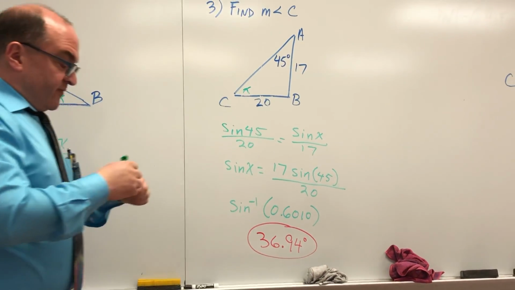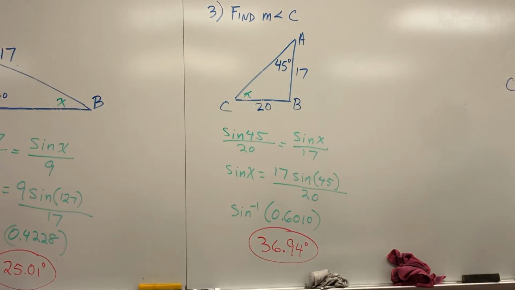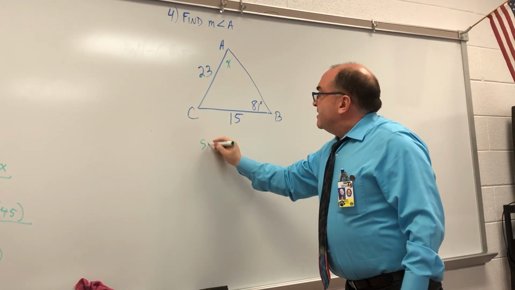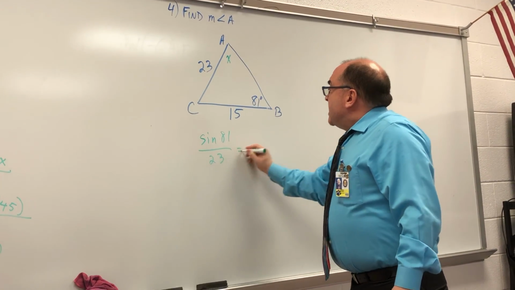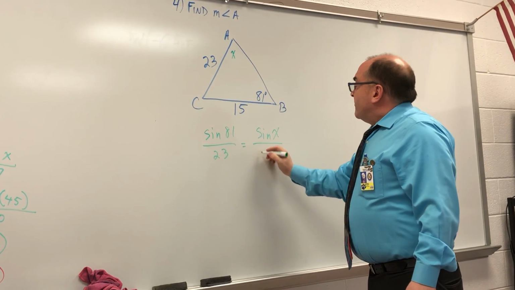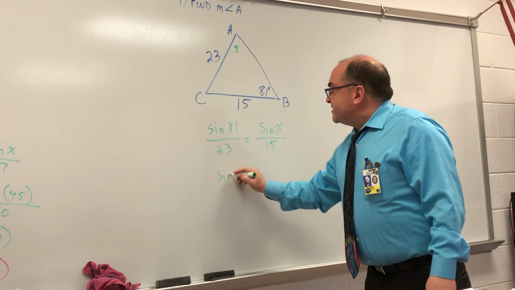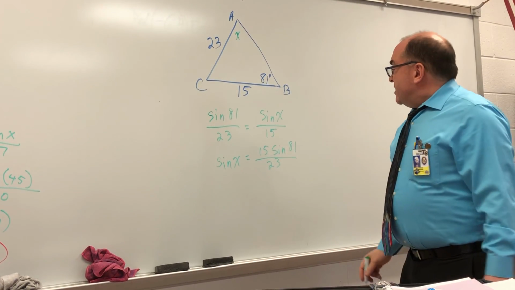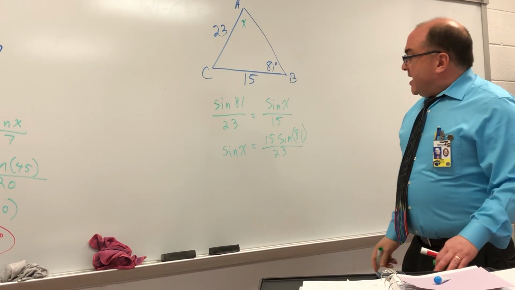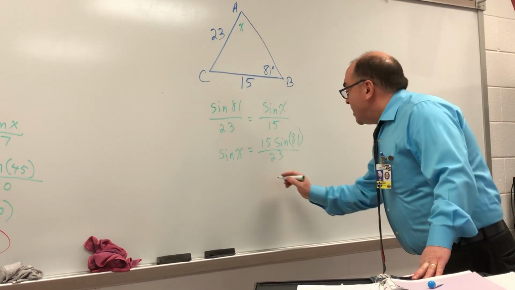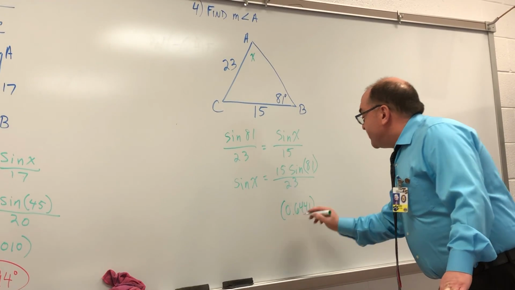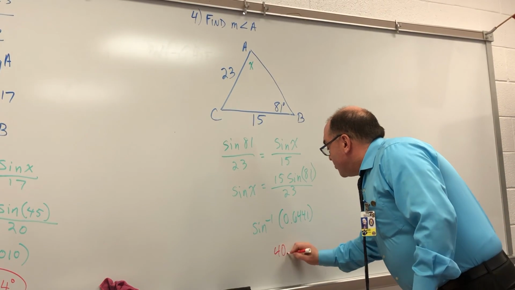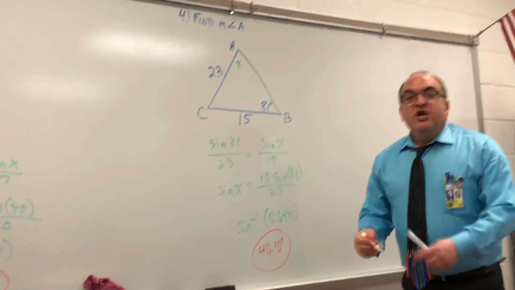Of course, at any time along this video, you can press pause to see if you get the correct answer on your calculator, okay? One more time, find angle A. My x is up here, so we're going to do sine 81 over 23 equals sine of x over 15. Cross multiply, you get sine x equals 15 sine 81 over 23, okay? Don't forget to close your parentheses over here. If you do that correctly, you're going to get 0.6441. We're going to do inverse sine because we're looking for the angle. When you do that, you should get 40.10 degrees.